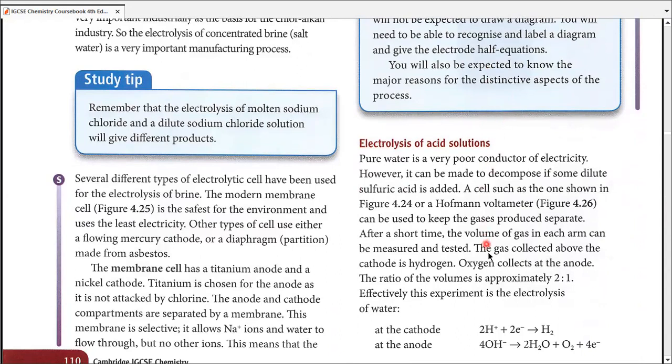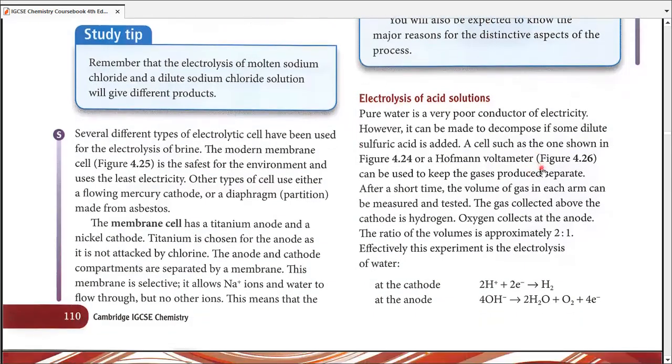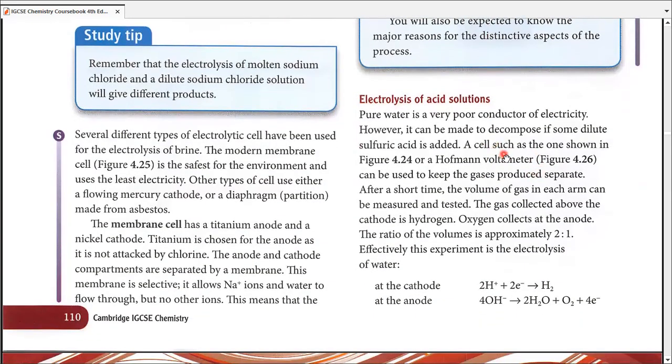No, sir. Moving on, electrolysis of acid solutions, or I would rather write it as electrolysis of water, since past papers have asked this question as electrolysis of water most commonly.